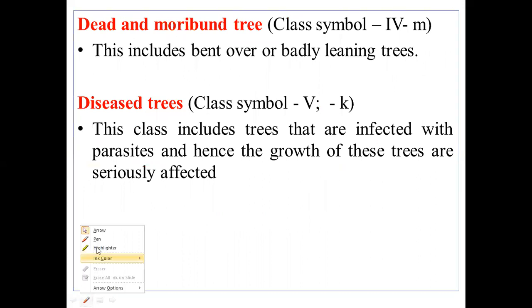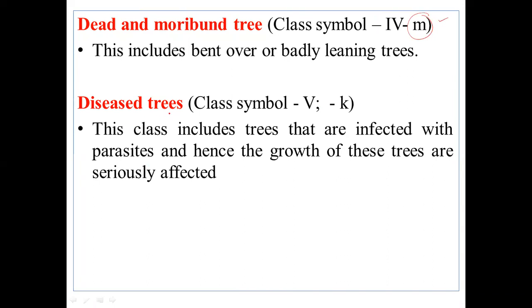There is another classification called the dead and moribund trees. That belongs to class 4. These are the trees which are bent or badly leaning trees; those trees are called dead and moribund trees. Please remember this symbol. It is different, it is represented by a small m. This is very important.